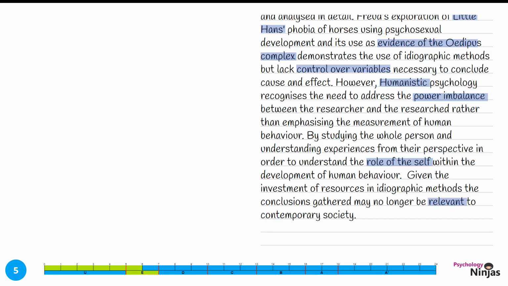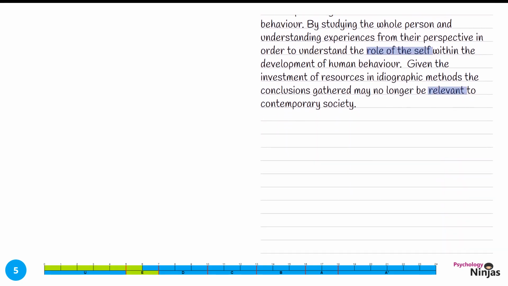We know this is particularly true with Freud and psychosexual development, and the sexualisation of children now sits quite uncomfortably within contemporary society. It's now time to move on and start to look at nomothetic approaches. So let's go back to our outline, this time focusing on this part of our question.